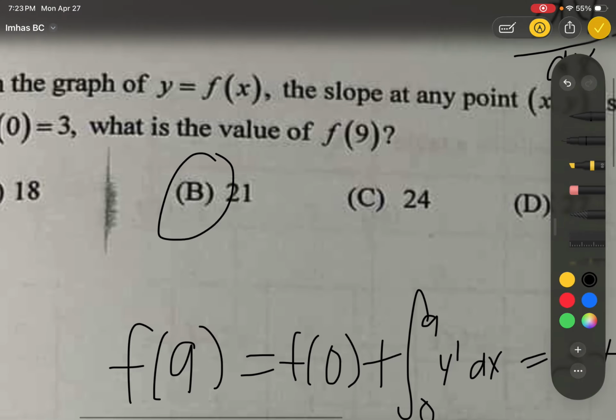So what's our first step? 1, identify question specifics. Then 2.